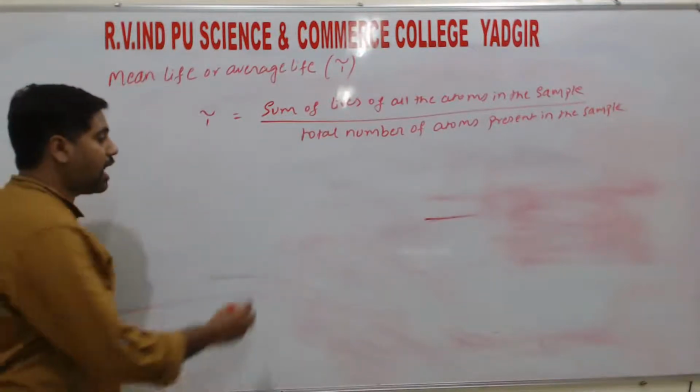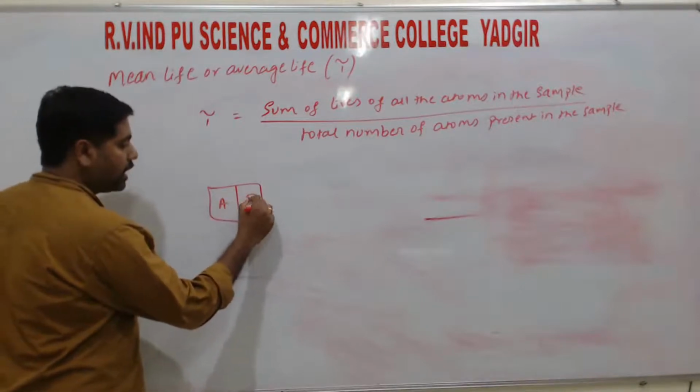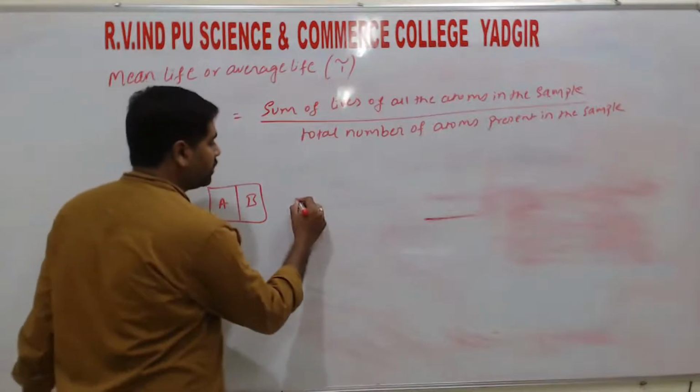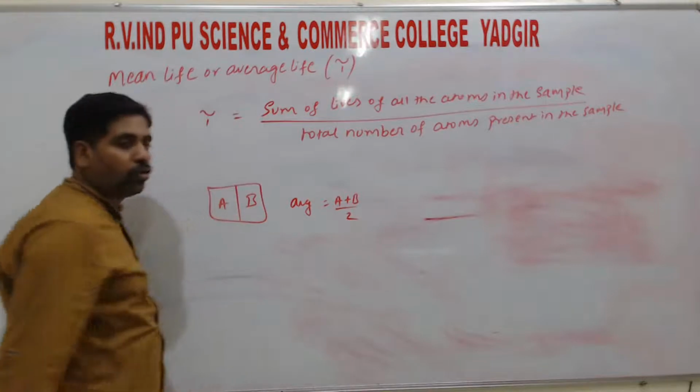So this one we call mean time, similar to average. We are finding the average of two quantities. Here we have one mass A and here we have mass B. If we need to find the average of these masses, that is average mass equals A plus B divided by 2, right?